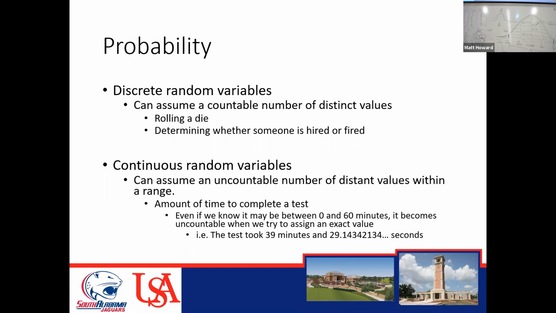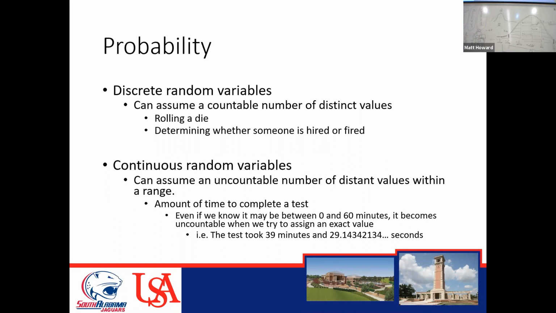So it could be something like the amount of time to complete a test. We could assign probability values to each range of observations within that. However, there's no exact number of countable events within that sample space. But we could say this student has a 10% chance of finishing the test between 10 and 20 minutes, but theoretically they could finish at 39 minutes and 29.1434 and so on seconds. So there's an infinite number of uncountable distinct values.